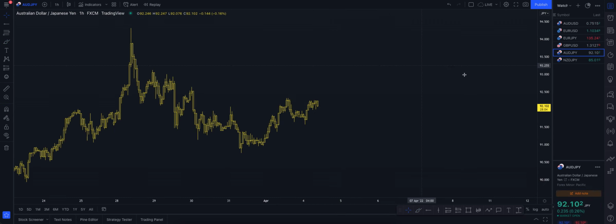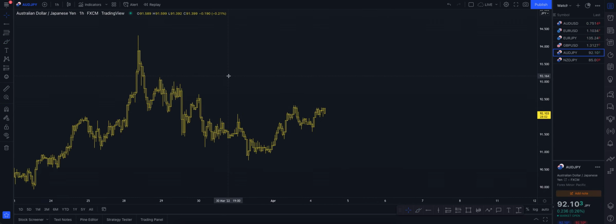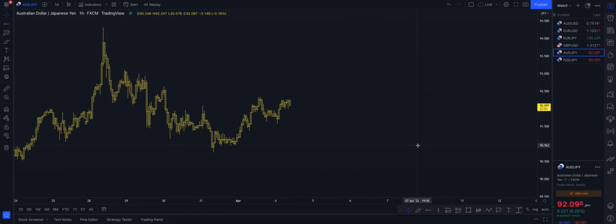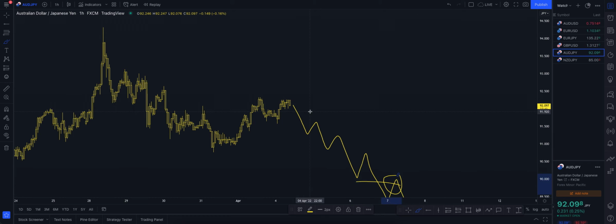Next pair is the Aussie Japanese Yen. How does this pair like to move? Well, this pair likes to move correctively, not as correctively as the Aussie US dollar. When it is trending correctively, I want to see that really nice high quality price action before I consider even getting involved, okay? That is number one.